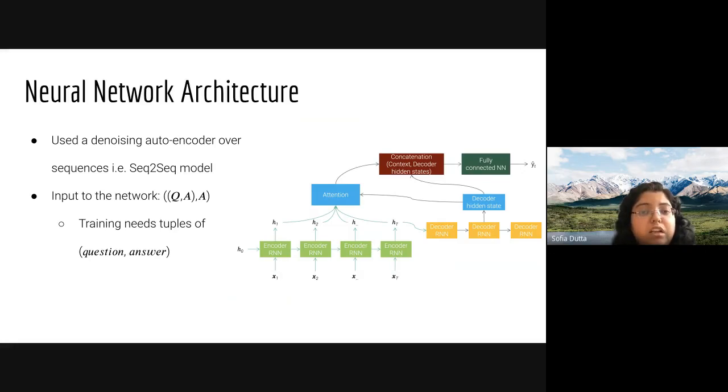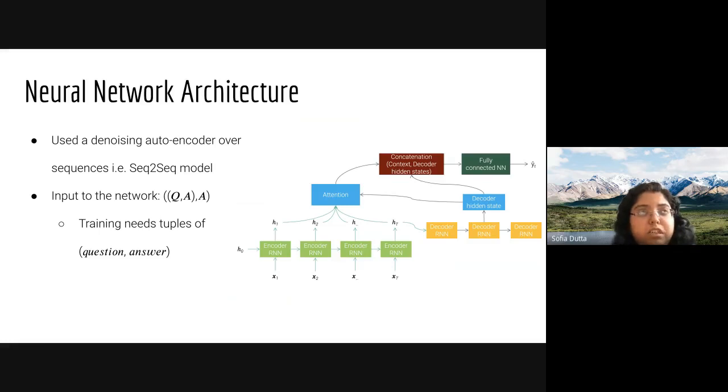So that is why we are calling it a denoising autoencoder, as if the question is a noisy version of my answer. In my project, I also created question answer pairs and a vocabulary for them, the words, where this vocabulary is a dictionary which maps each word to a unique ID.